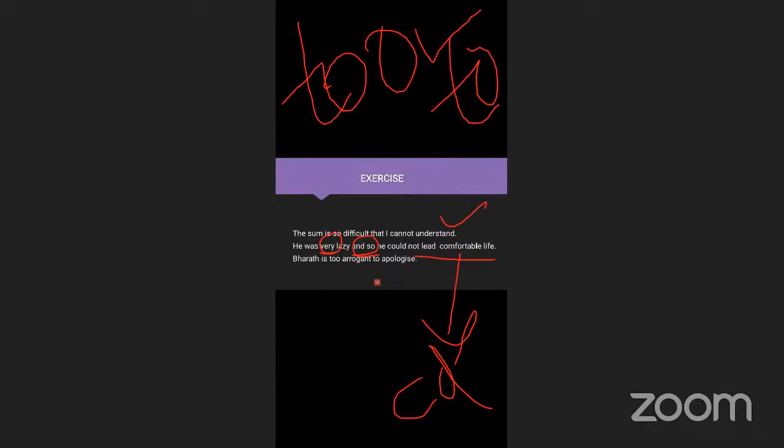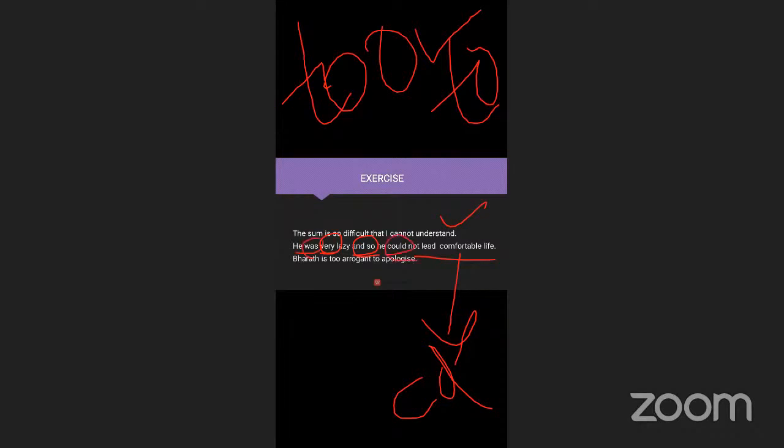Okay, then next one, complex form means he was so lazy that he could not lead comfortable life. Was only should be used because could.